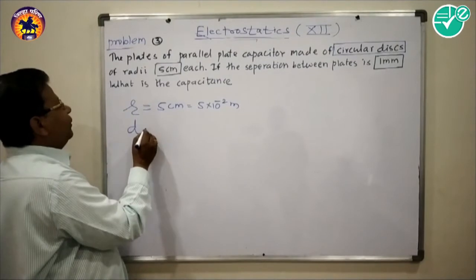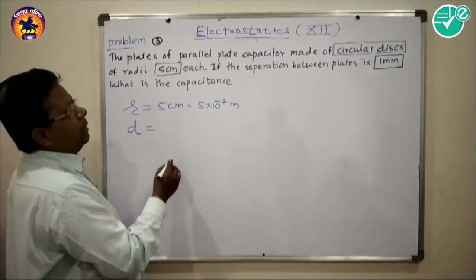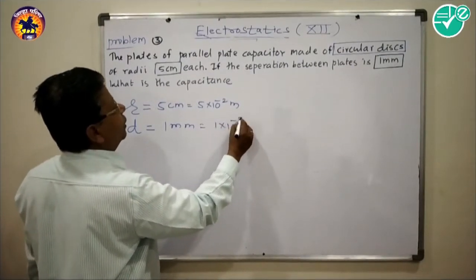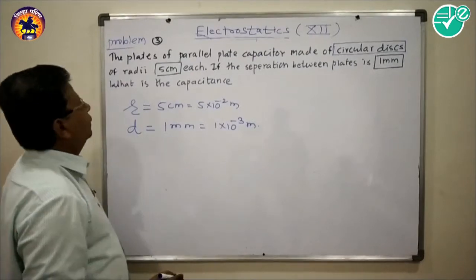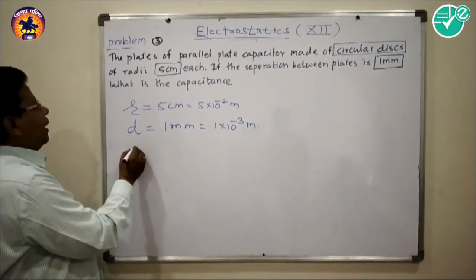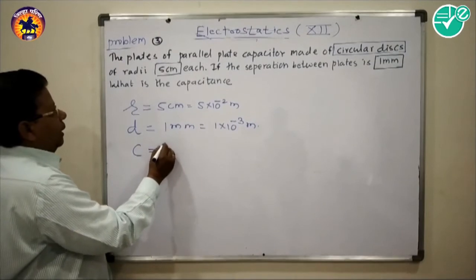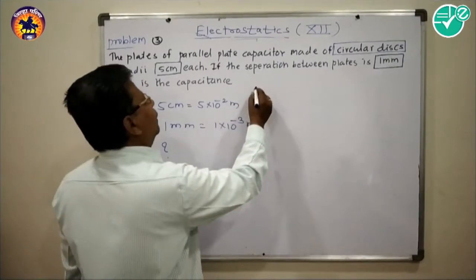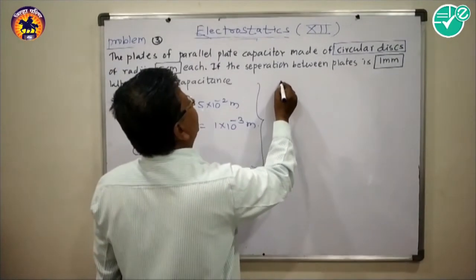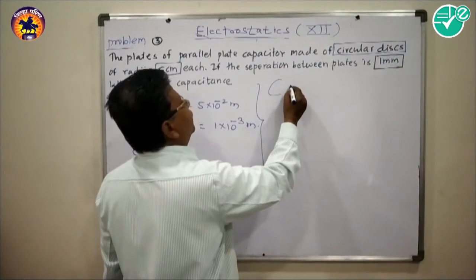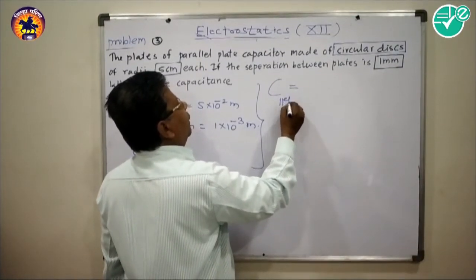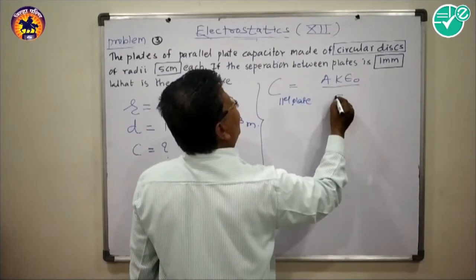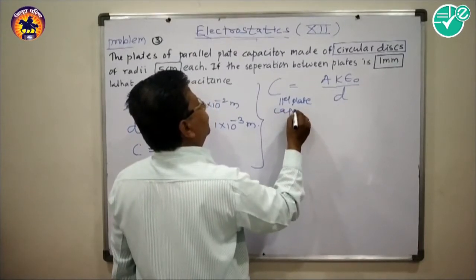Again, the distance between these two circular discs is given as 1 millimeter, which is equal to 1 into 10 to the power minus 3 meter. And we want to find the value of the capacitance of the capacitor formed by the circular discs. As we have studied, the capacity of a parallel plate capacitor is given by A K epsilon 0 divided by d.